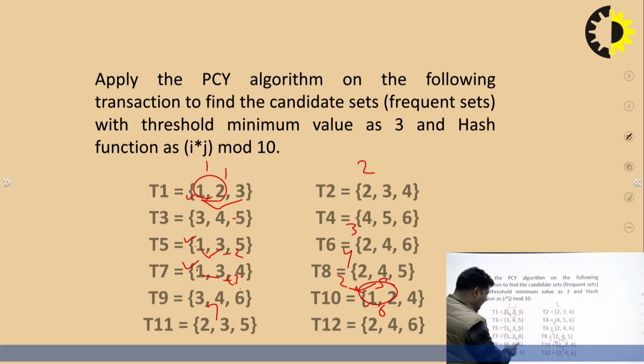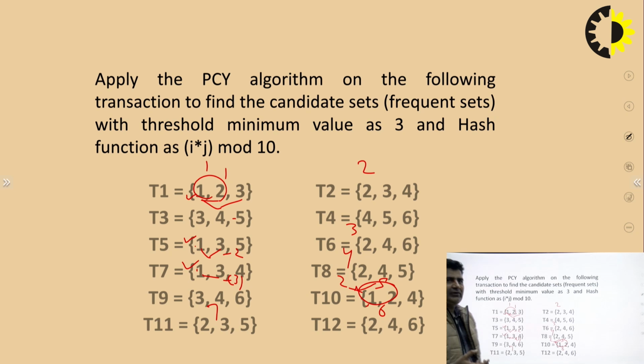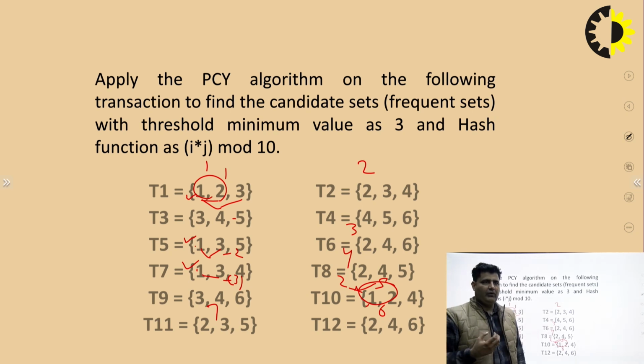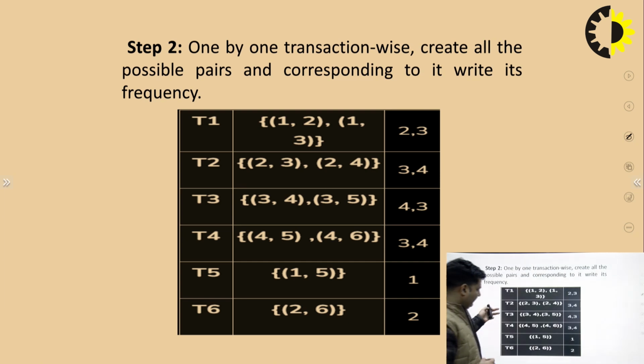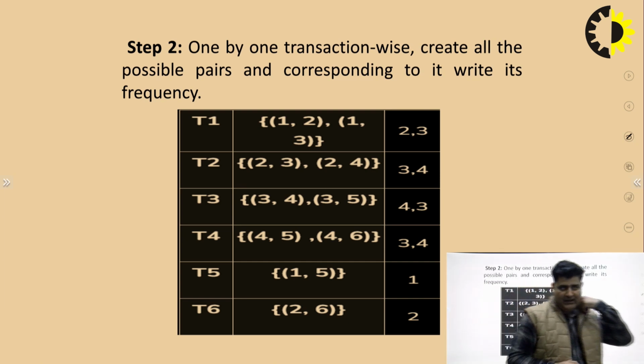So if we try to find the pairs of items, what we found is that the pair 1, 2 is purchased 2 times out of these 12 transactions, and the pair 1, 3 is purchased 3 times out of these 12 transactions. In the same way we try to find the pairs for transaction 2.